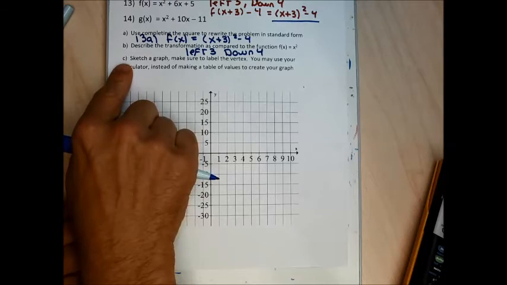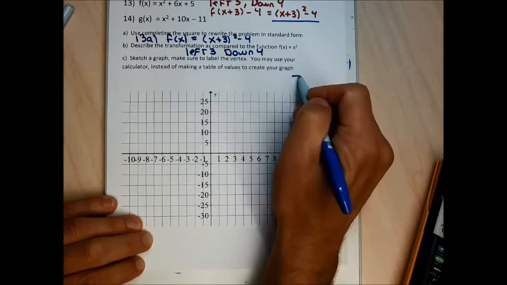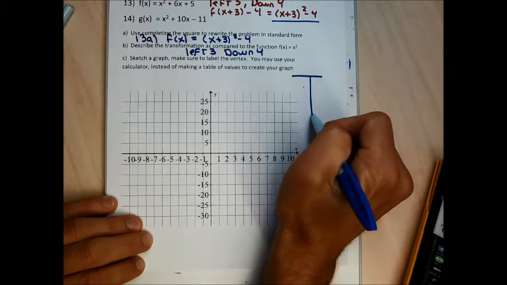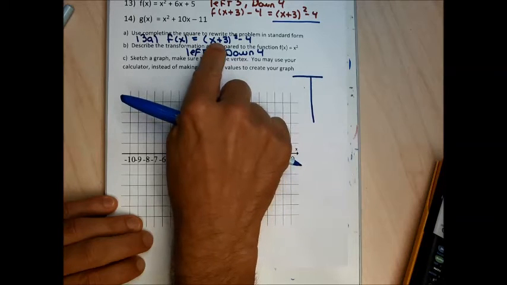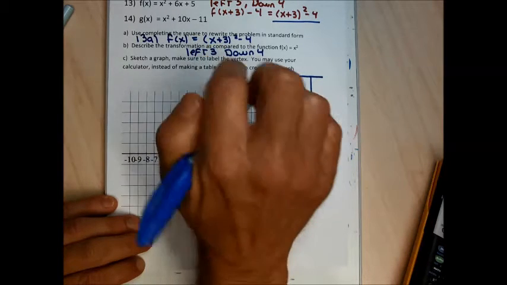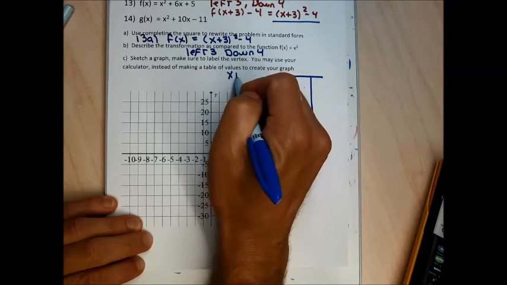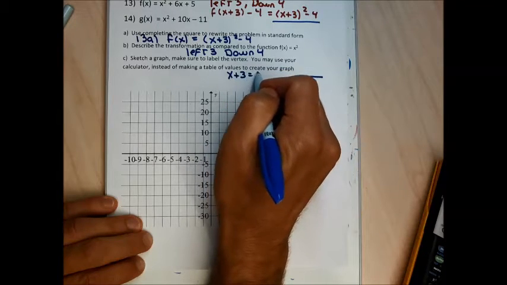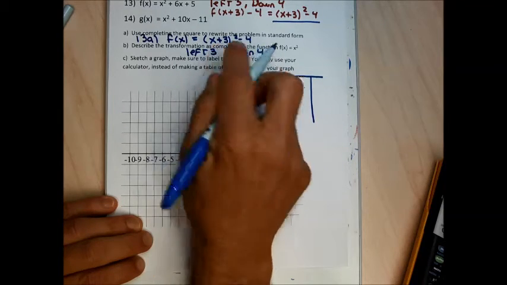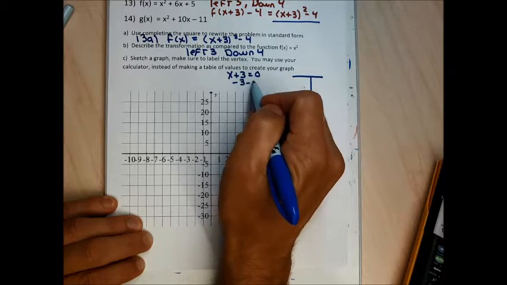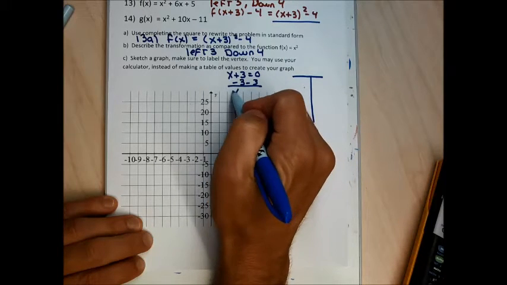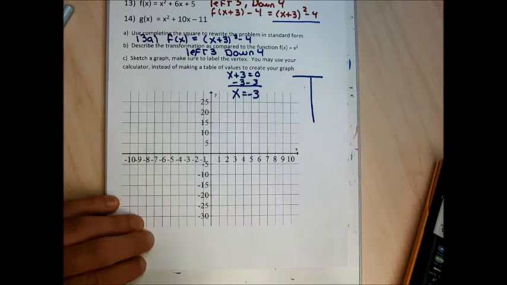I'm going to sketch a graph. I'm going to label the vertex, and I'm going to make a table of values. And in the middle of my x column, I'm going to take the number I get when I take what's inside the parentheses and set it equal to 0. When I go to sketch a graph, I'm going to put negative 3 in the middle of my x column.